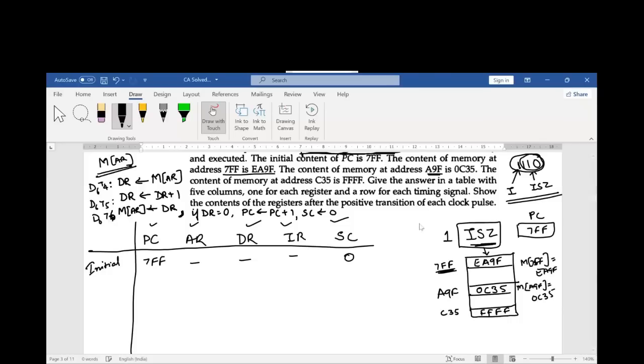We know that T0 and T1 are for fetch, T2 is for decode, T3 is for fetching effective address, and then T4, T5, T6, which we just wrote. Okay, so let us now start quickly with T0. What happens in T0? PC to AR, right? So whatever was my PC is transferred to AR. I'm not touching any other register, but yes, the sequence counter is incremented to 1 so that it can generate the next timing signal. Next, at T1, what happens?